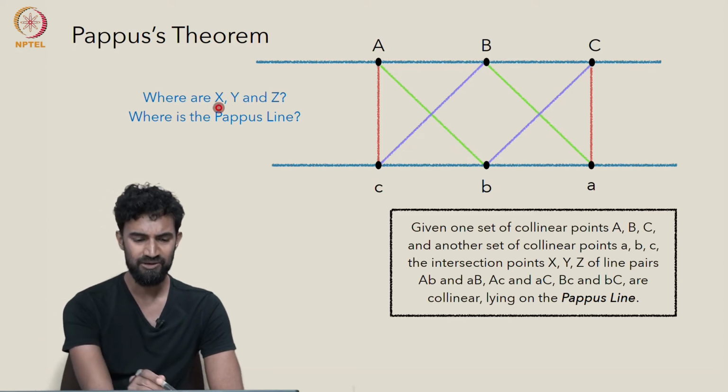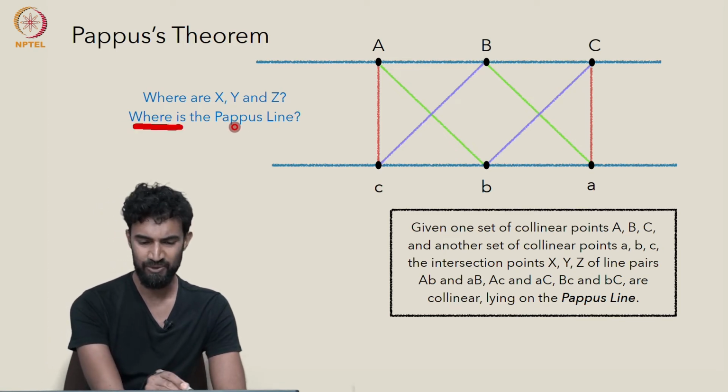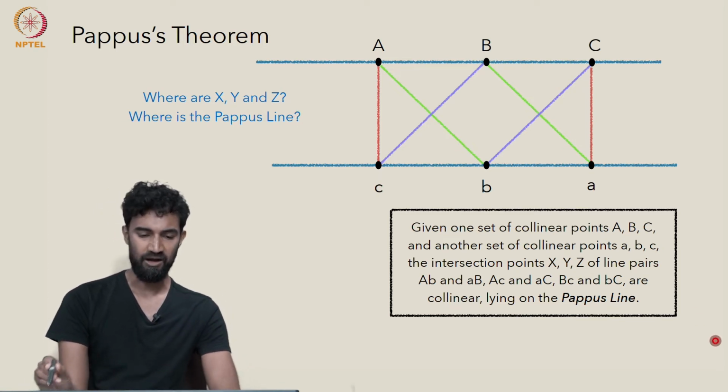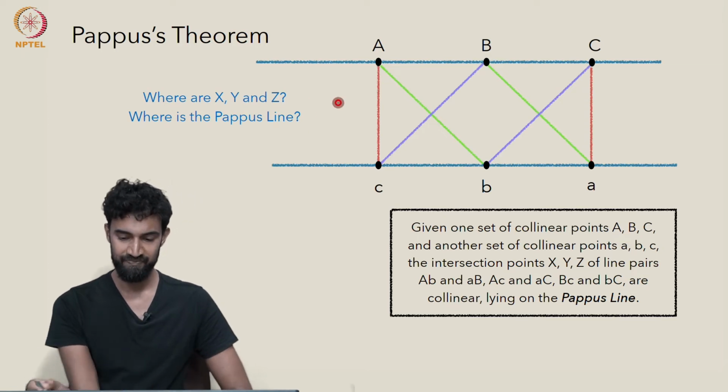So where are X, Y, and Z? Where are the pairwise intersections? And where is the Pappus line? Is there a Pappus line? Are these points collinear? We have to first find these points.